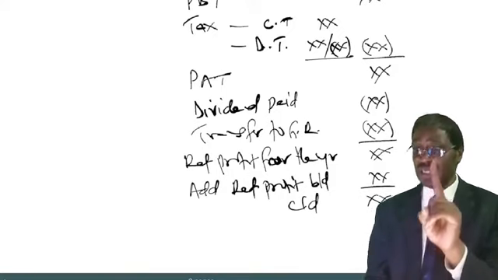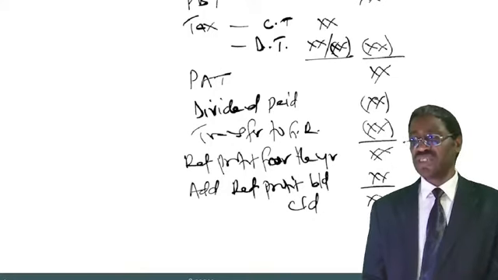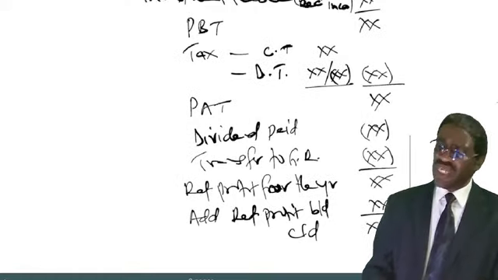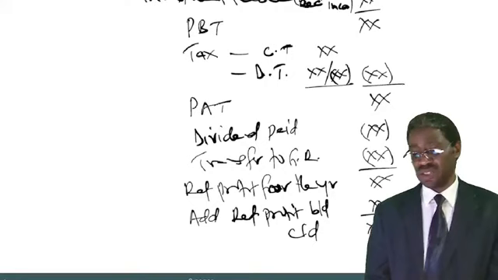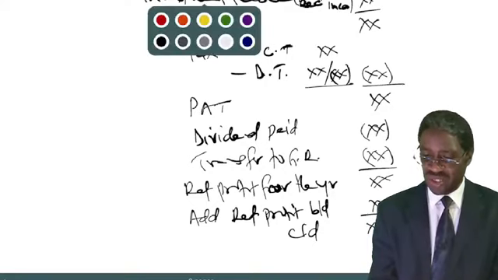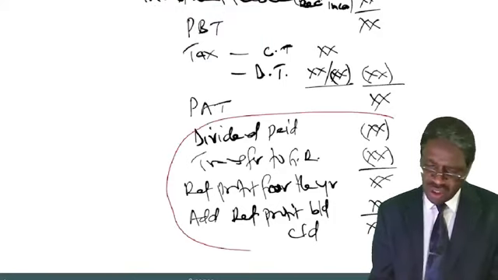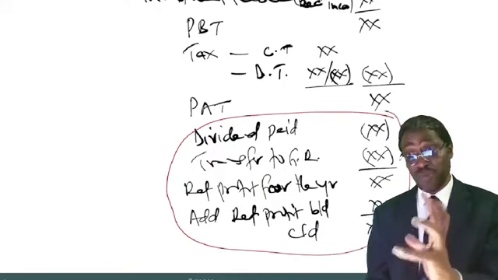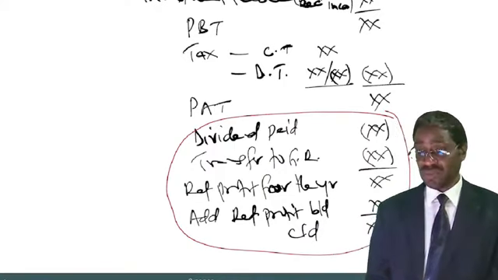Now listen to another key important point. When it comes to publication purposes, we do not do the appropriations of this profit. We don't do the appropriations of the profit in the income statement like I've done.